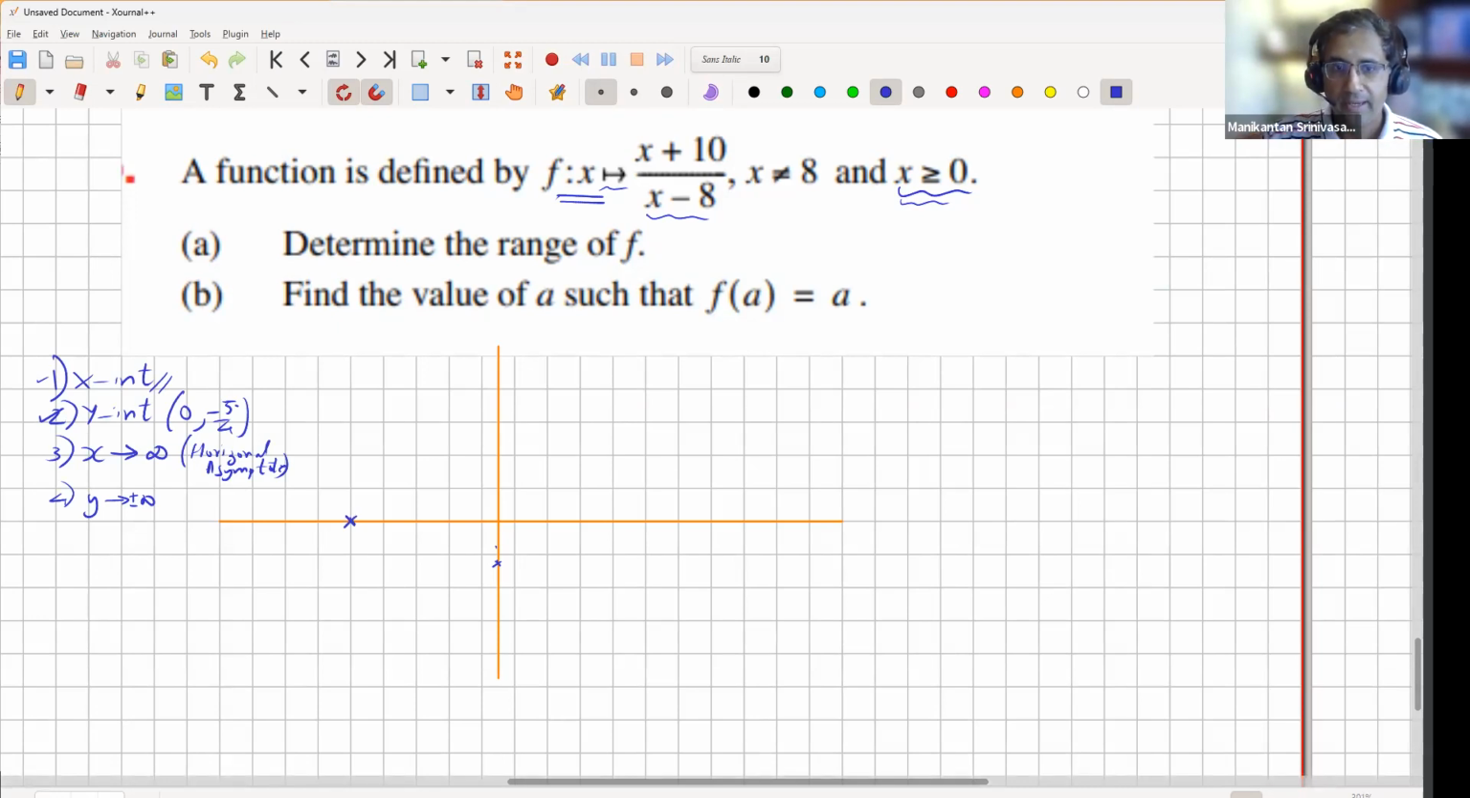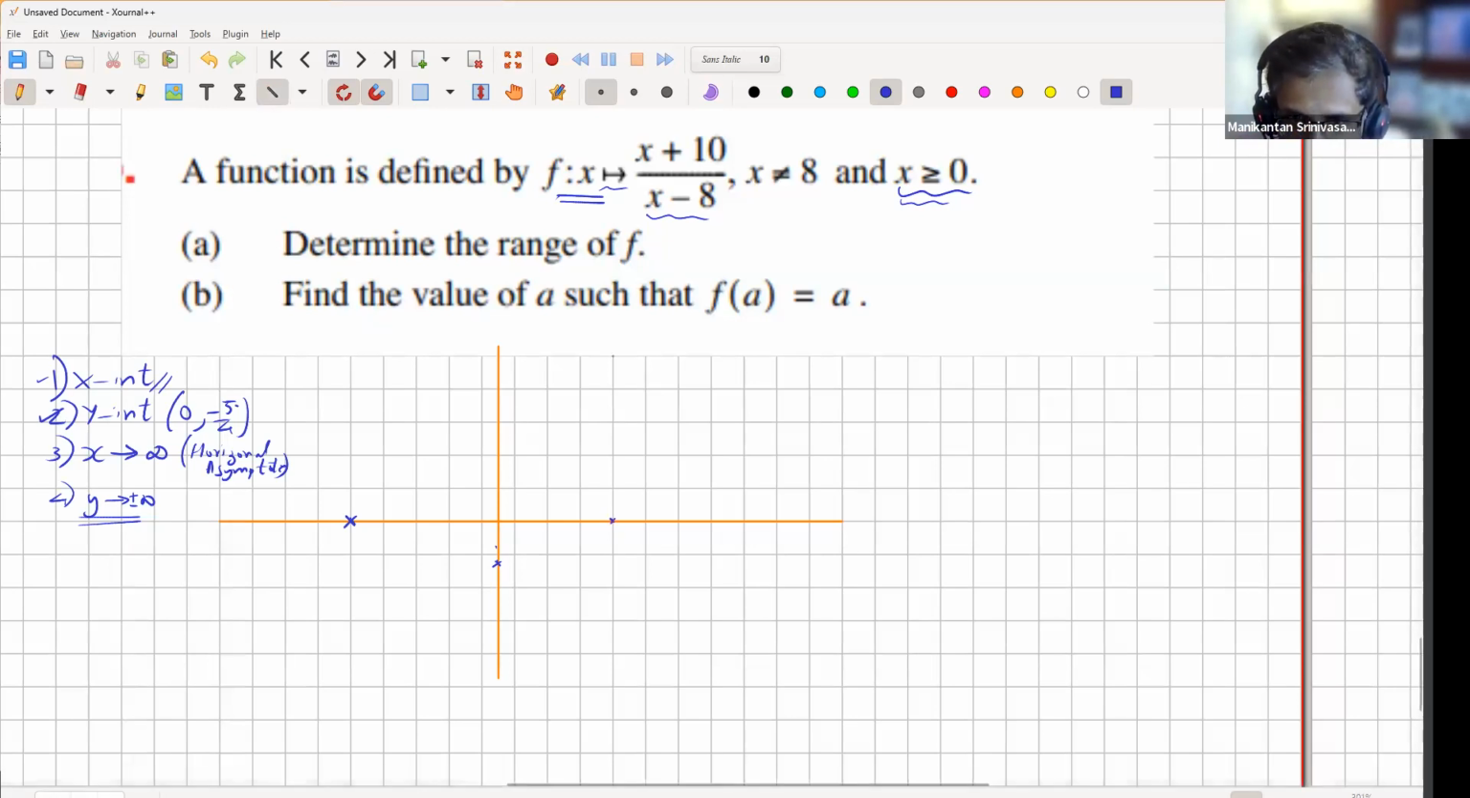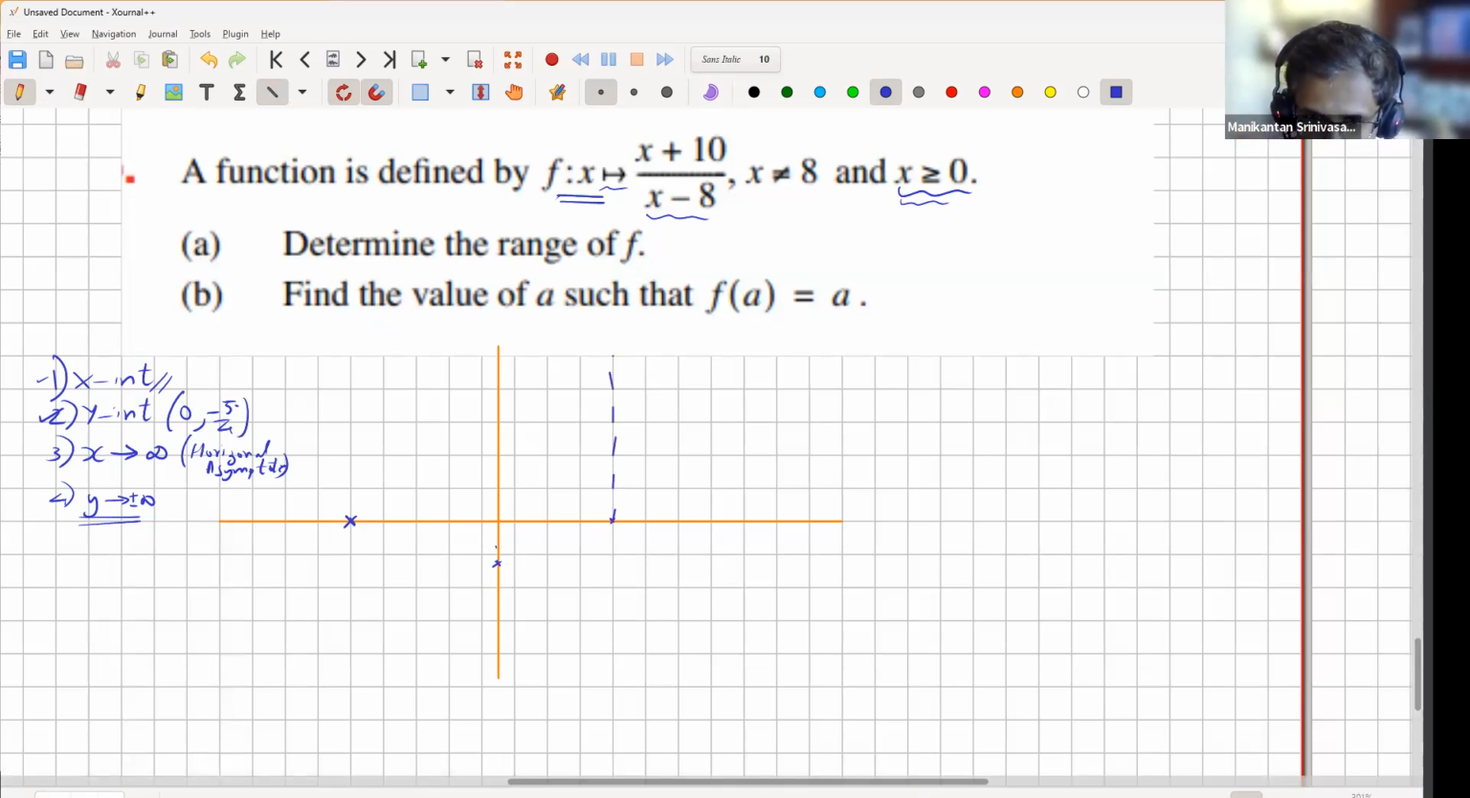Okay. Now, when does the y value approach infinity or negative infinity? When the denominator is very close to 0. The denominator is close to 0 when x equal to 8, right? Although x equal to 8 is forbidden, let's say this is x equal to 8. Okay, so x equal to 8 is forbidden. So like a wall here, right? It's called a vertical asymptote. Okay, so it's a vertical line, hence the vertical, and it's an asymptote, meaning you cannot reach that, but you'll get as close to that as possible.